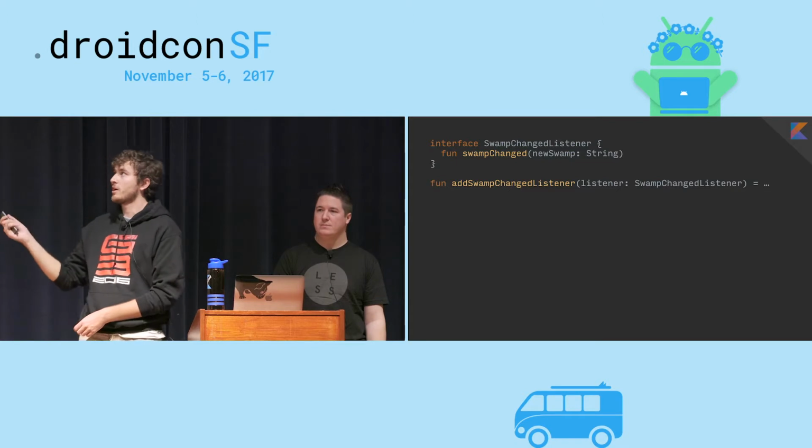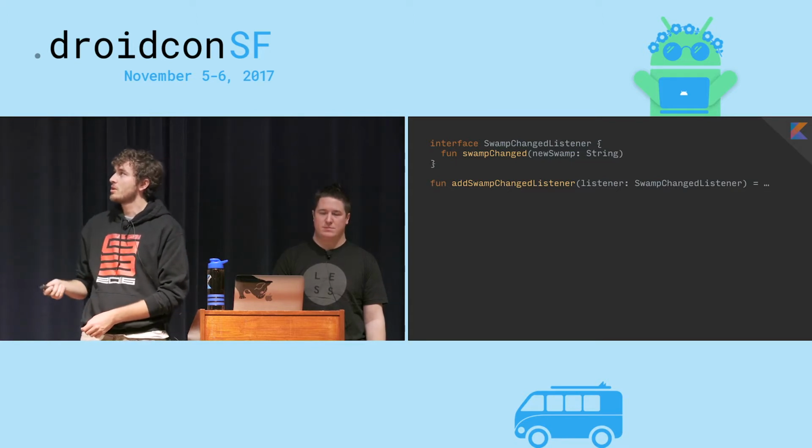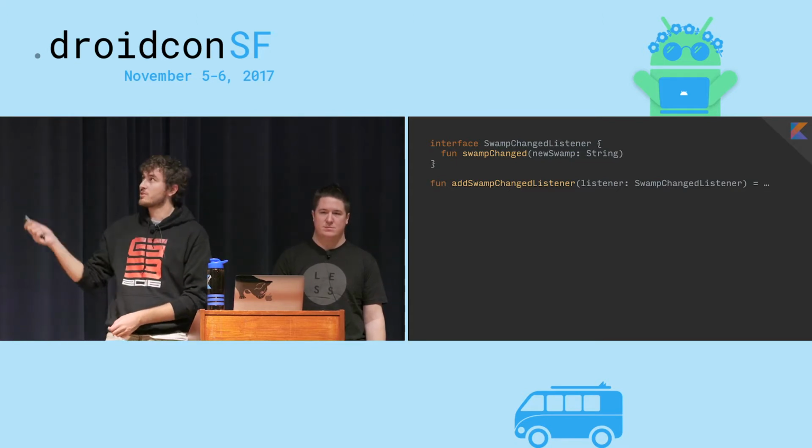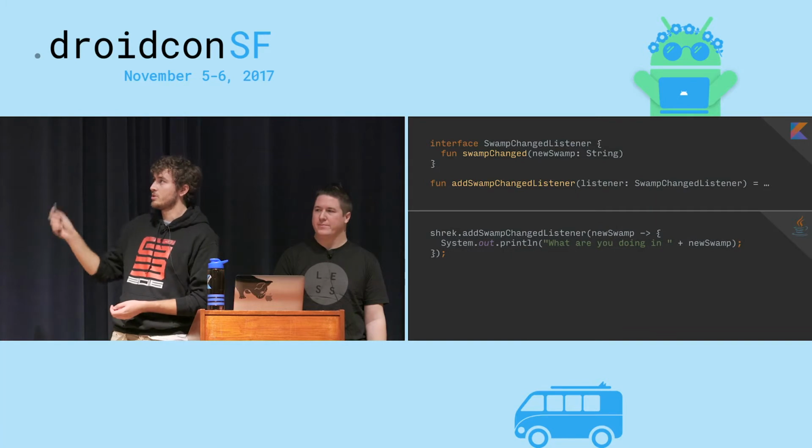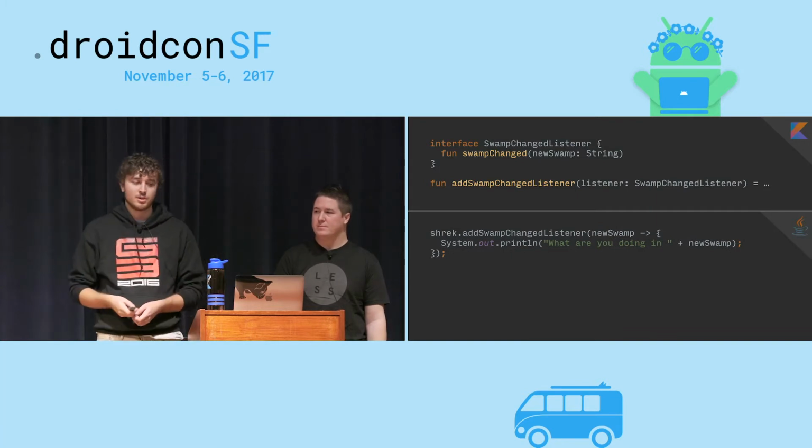Now, the thing you should be worried about are these single abstract method interfaces. So in this case, we're adding a listener to listen to swamp changes. From Java, if you're using a single abstract method, then typically you might have this inner anonymous class that implements it, but the language can optimize it away into a Lambda, which is a lot nicer.